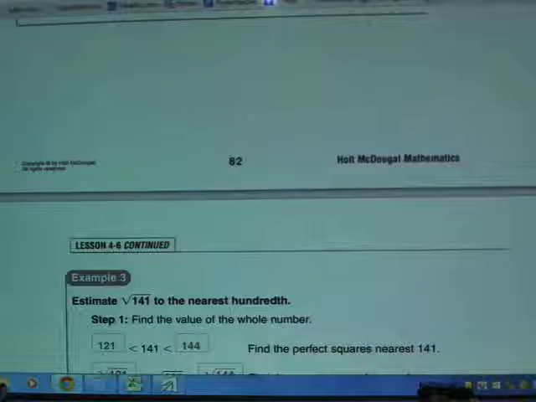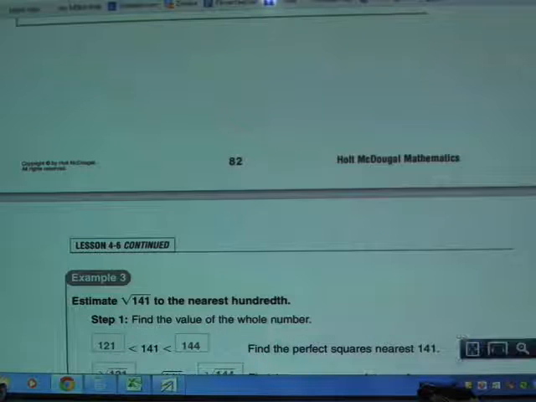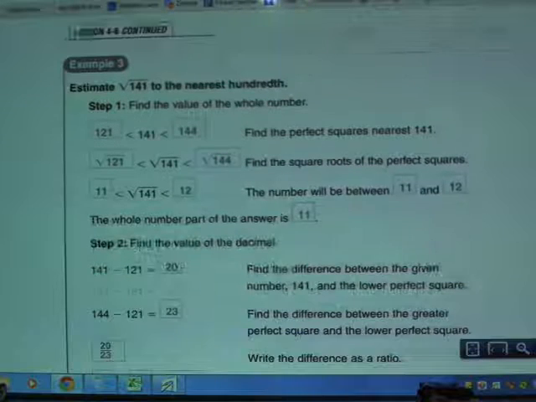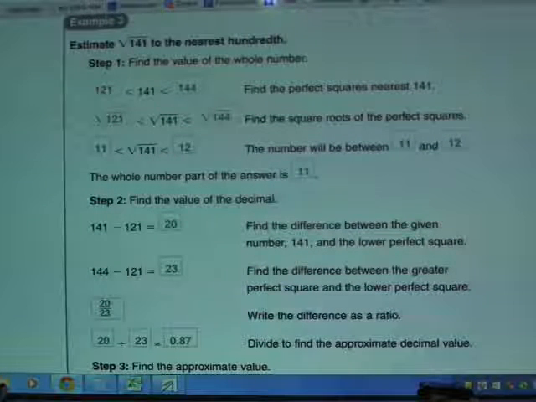Alright, so let's go ahead and take a look here at question number 3. They're asking me to estimate the square root of 141 to the nearest hundredth. So this is more of that approximation technique that we've been using. Obviously, you want to start off with the knowledge we have of those perfect square roots. We've already gone through some of them.